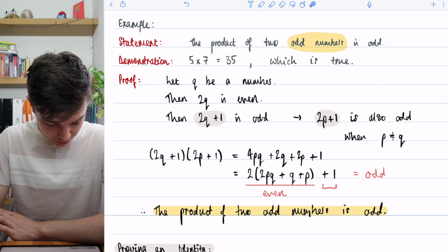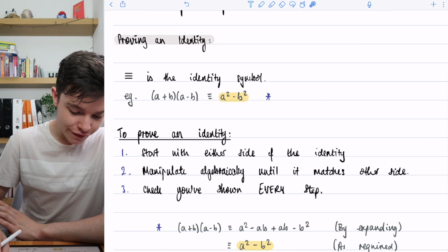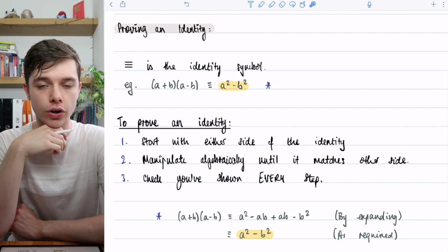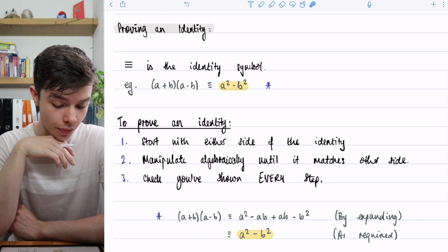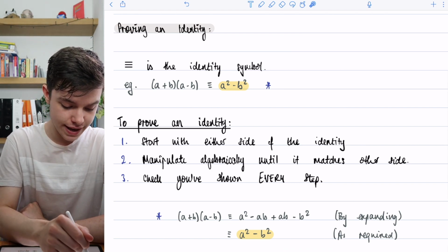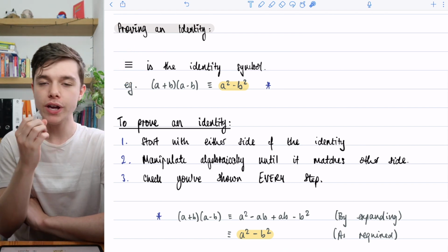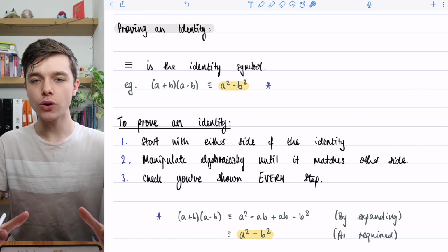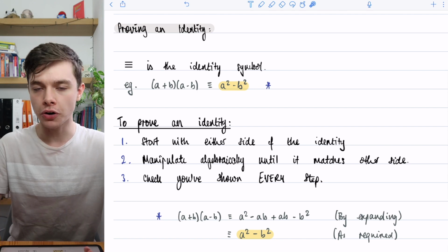Okay, so let's now have a look at proving an identity. You probably haven't seen identities before at GCSE, and you can see on the screen that an identity is this symbol. This is the identity symbol, and we use it in an example where the equal sign is kind of not strong enough.